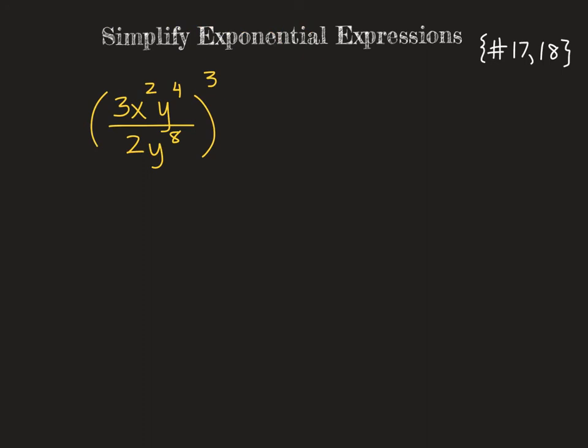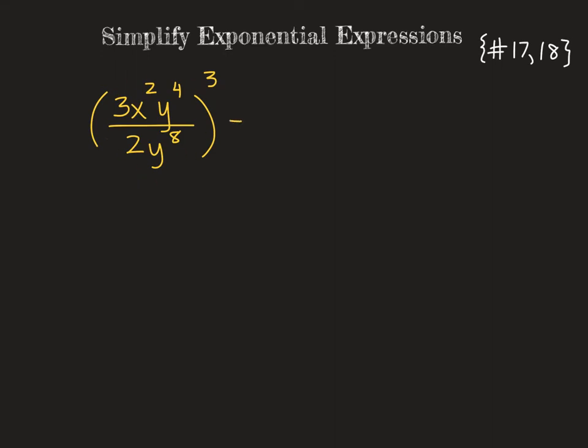Problems 17 and 18 deal with simplifying exponential expressions. Number 17 will look something like this, and number 18 we'll get to in a second. That has negative exponents in it. When you simplify an exponential expression, you need to write each variable only one time and use all positive exponents. So the first thing I recommend doing is simplifying on the inside of the parentheses.